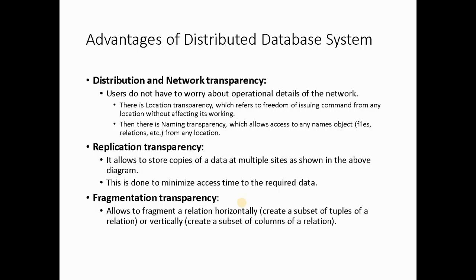Then fragmentation transparency. It allows you to fragment a relation horizontally. You will see that some of the tuples can be put in different places. In the previous example, we have seen horizontal fragmentation, and this can also be vertical fragmentation. That means some of the columns of the relation you can keep at one node, and the rest in the other node, right? And this is called vertical fragmentation.